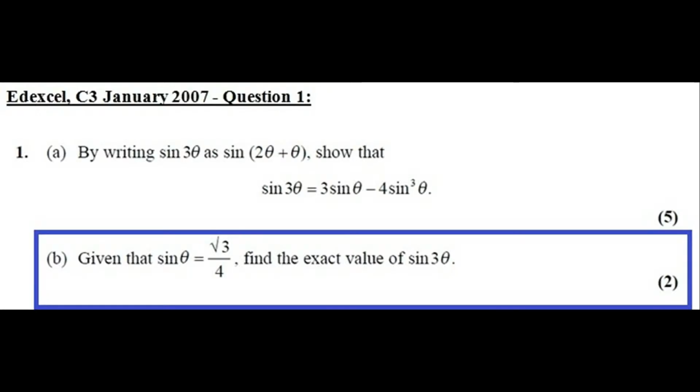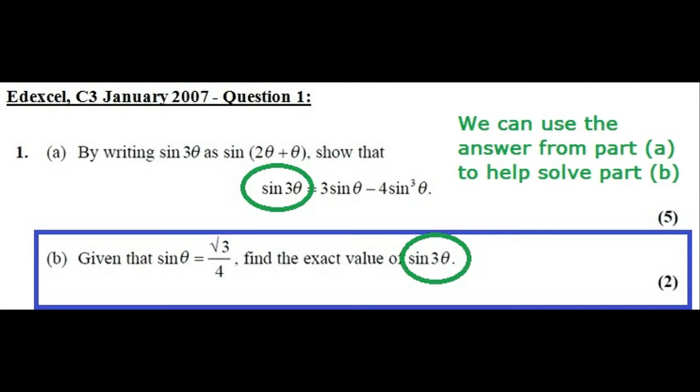Let's have a look at part B of question number 1. Given that sine theta is root 3 over 4, find the exact value of sine 3 theta. So most commonly, when it comes to exam questions, the parts are linked to one another. So spot if there's a pattern, or spot if there's something that you can use from a previous part. In this very question, I can use the previous part to help me with part B. So let's go back to the paper and pen.